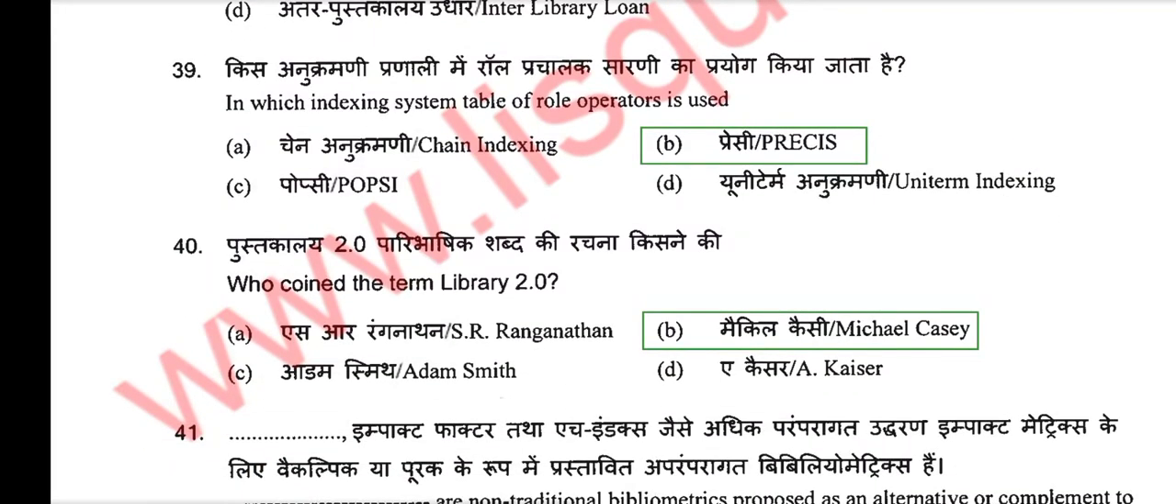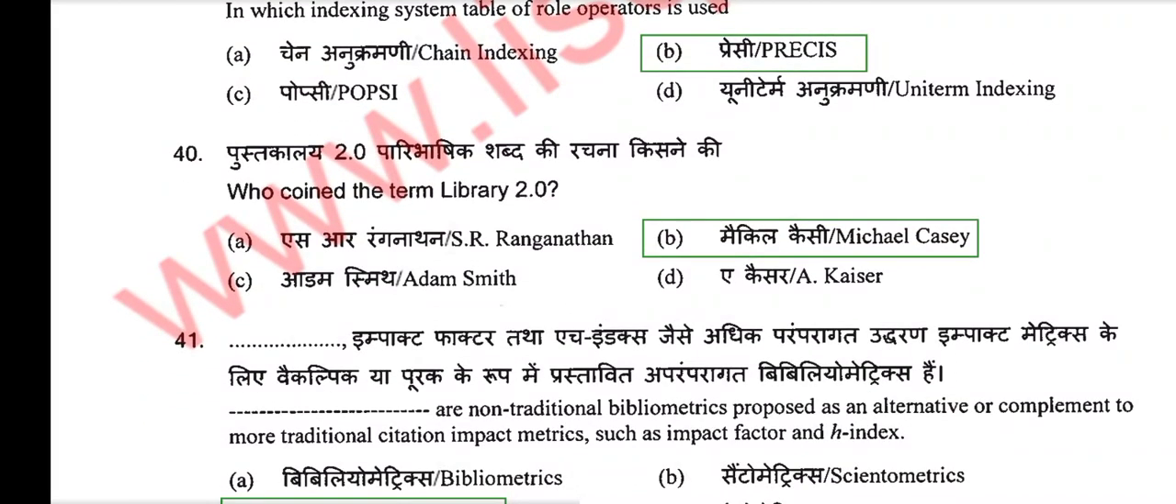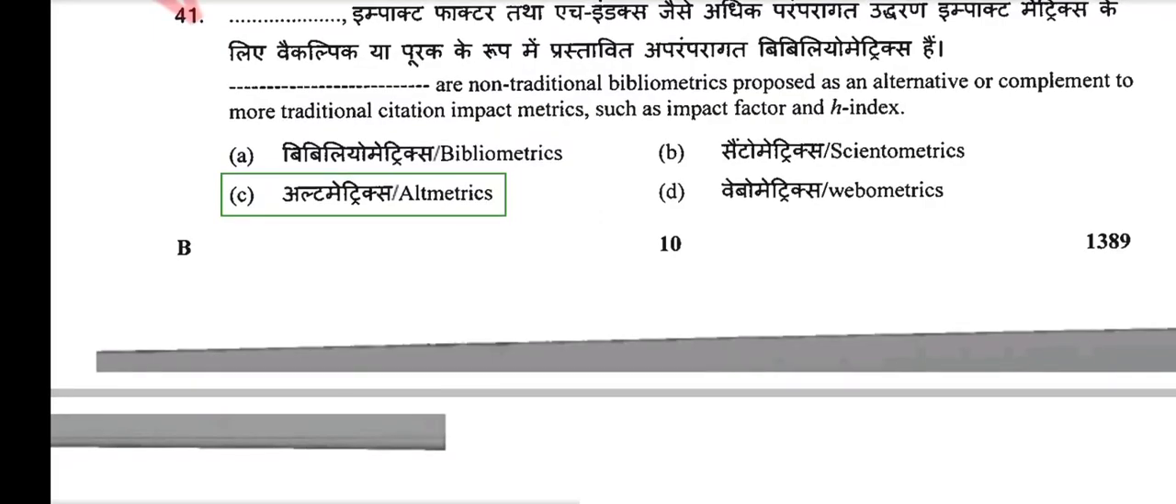Next, let's move to the next question, that is 40. Who coined the term Library 2.0? And the correct option is B, Michael Casey. Let's move to the next question, that is 41. There's a non-traditional bibliometrics proposed as an alternative or a complement to more traditional citation impact metrics such as impact factor and H-index. And the correct option is C, altmetrics.